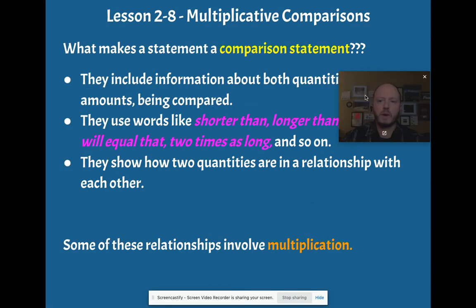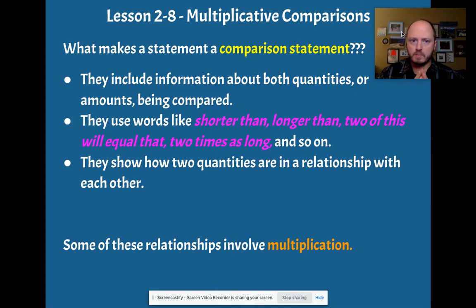If we want to think about a comparison statement, we want to think about a few things. We want to say something that includes both quantities or amounts being compared. We want to use words like shorter than, longer than, two of this will equal that, two times as long, and so on. And then we also want to show how the quantities are in a relationship with each other.